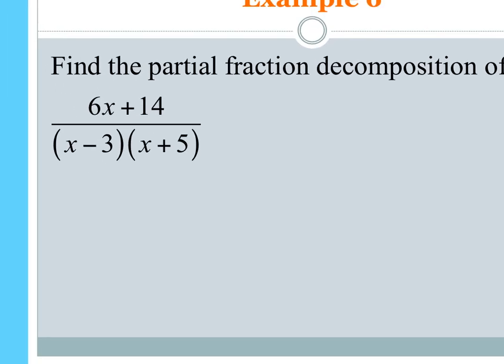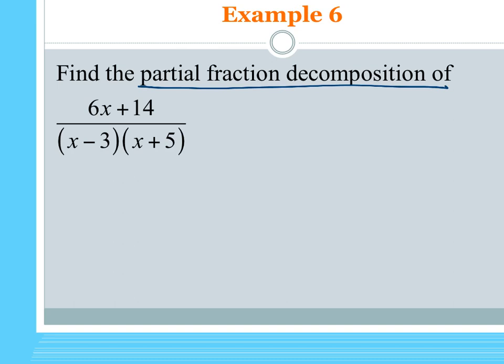So we're going to notice the directions change. This actually says find the partial fraction decomposition, so it doesn't say not to solve for it. So I write it first as A over x minus 3 plus B over x plus 5.